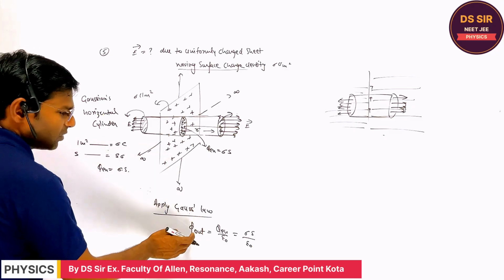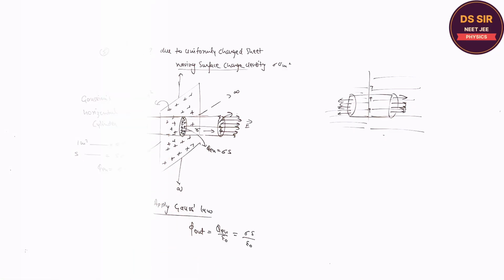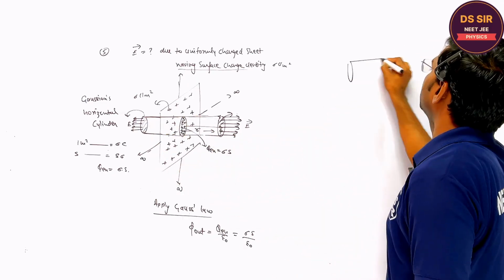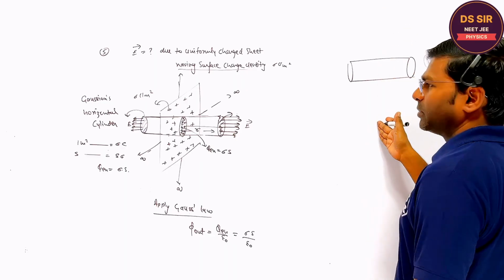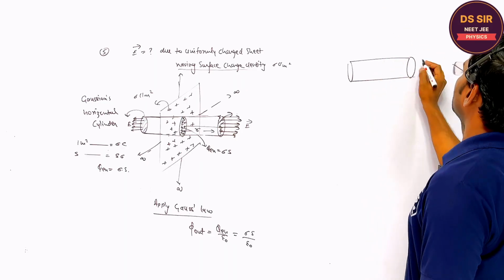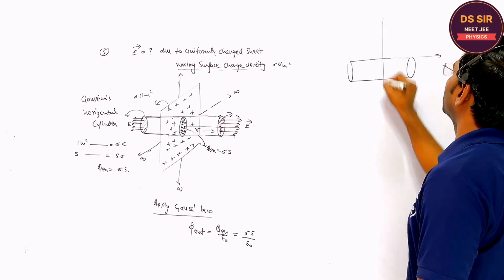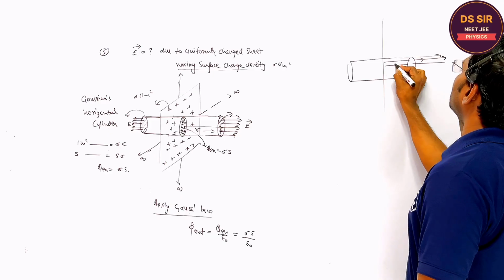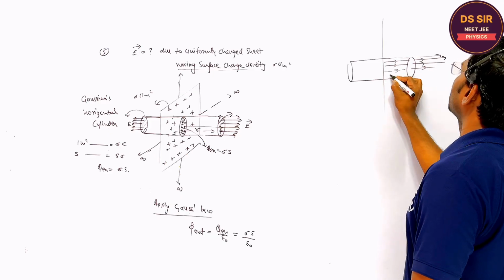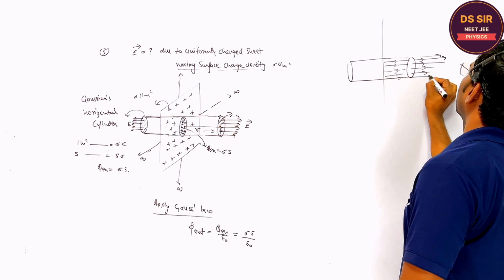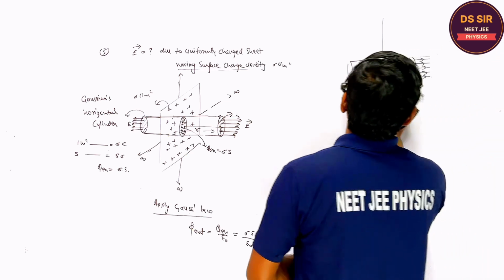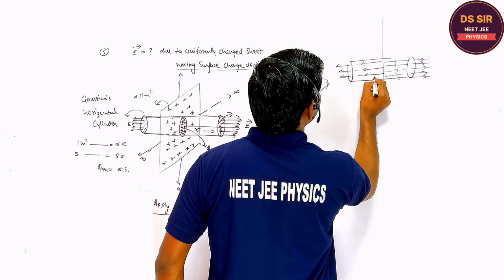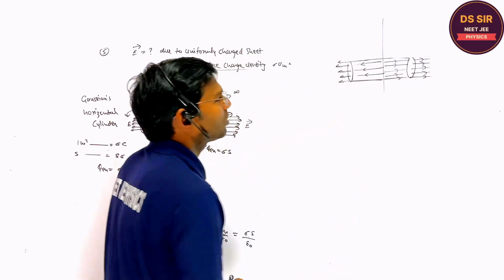First copy this, then we will write this expression. So you have to find the outward flux. If you consider this horizontal cylinder like this, and the sheet is in between, the electric field is from the sheet, coming out from this surface like this, right? In the same way, this is the electric field, this is the electric field, like this. Is it clear or not?